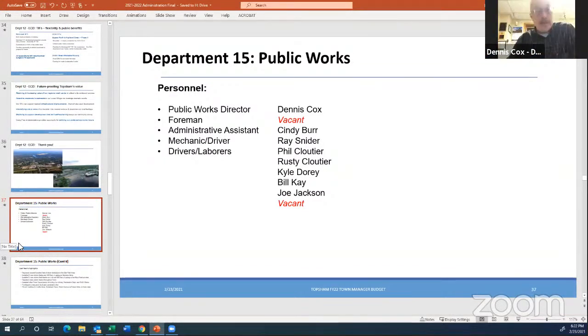First slide's just showing you people, for those that may not be familiar. We have one director, one person in the office, an admin, and one mechanic, and the other 7 fellows are working the streets, doing the maintenance, plowing the snow. We even put our mechanic out there plowing snow at times. So we're a department of 10 total.